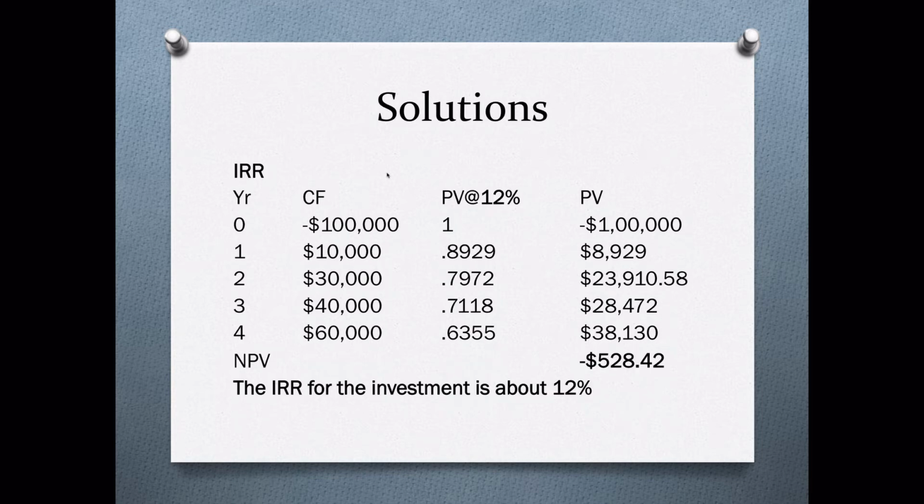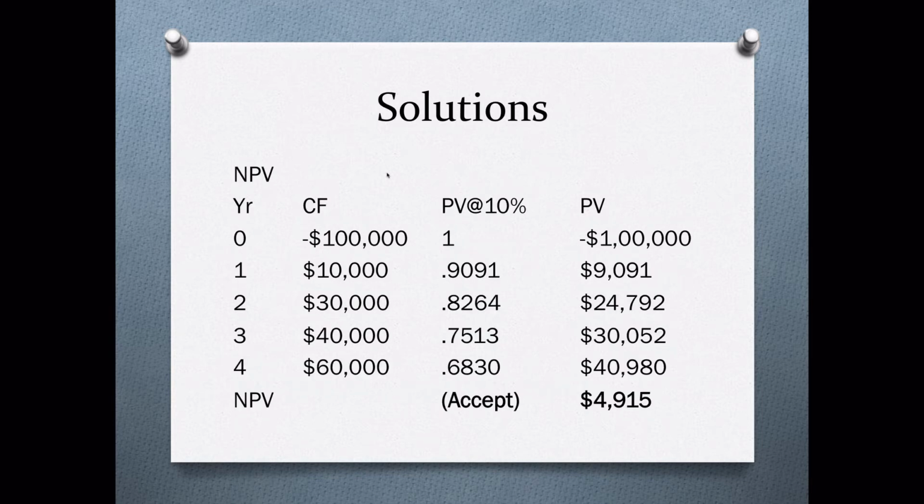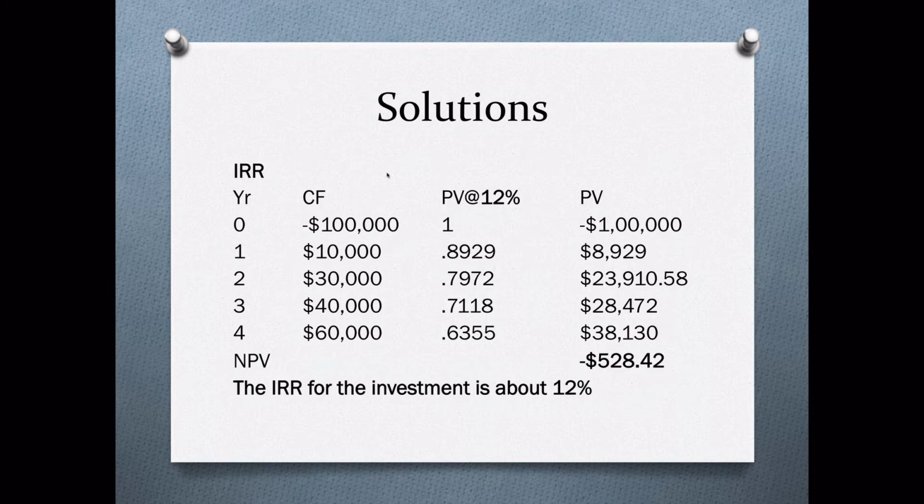Okay, so now we need to do IRR. If we go back, we notice that we accept this at 10%, and that should be a cue telling us that the interest rate is higher than 10%. So when we start doing IRR, we should go above it. I plugged in 12%, and I got real lucky. The net present value when the IRR is 12% is about 528.